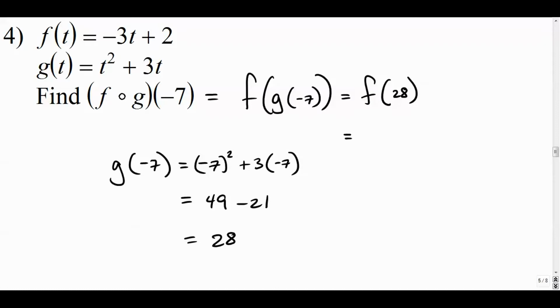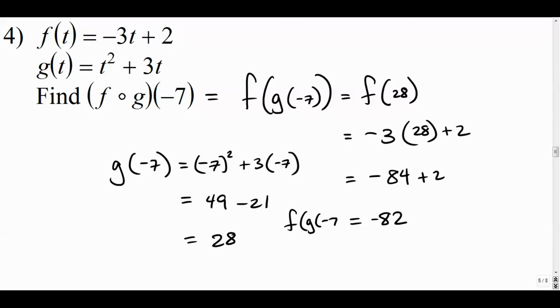f of 28 is equal to negative 3 times 28 plus 2. So let's see, 28 times 3, that's 60 plus another 24, that is negative 84 plus 2, which is negative 82. So my final answer, f of g of negative 7, is negative 82.